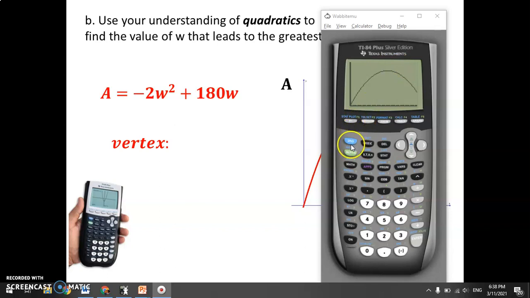I can see the max. Now we do second calc, and we can find the maximum. We set a left bound, set a right bound, right of the maximum point, and then guess. Anyway, you know this process, I think, but we're looking at it one more time. Guess that point. Okay, it gives us the maximum value. So x equals 44 or 45, and then area 4050.